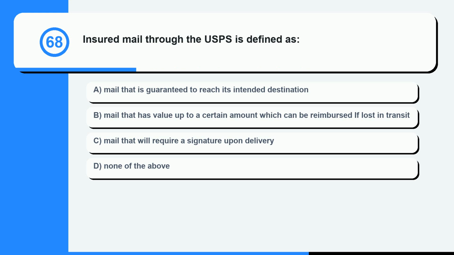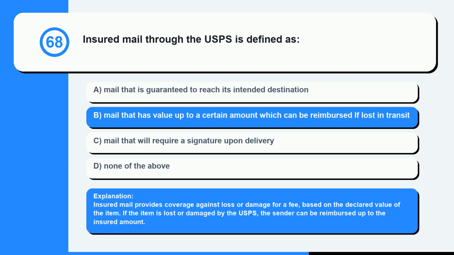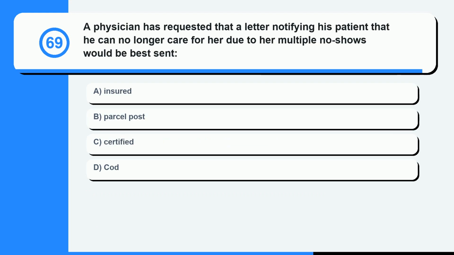Question 66. Which of the following telephone greetings would be best? A. Hello, Dr. Smith's office, please hold. B. Dr. Smith's office, how may I assist you? C. Dr. Smith's office, this is Mary, how may I assist you? Or D. Dr. Smith's office, this is Mary. The correct answer is C. A professional greeting should include the name of the facility, the name of the person answering, and an offer of assistance. This builds rapport and provides the caller with necessary information immediately.